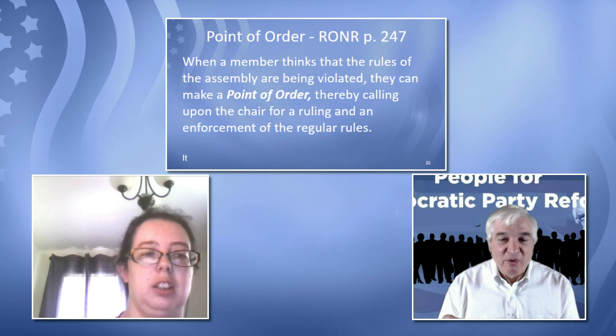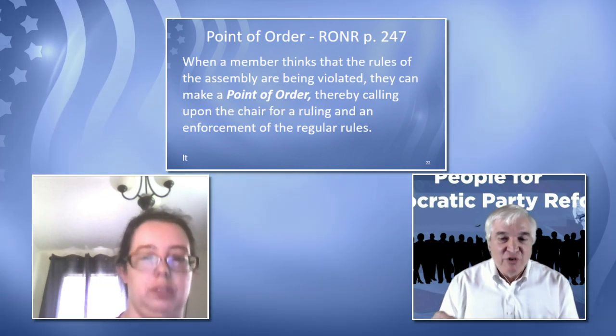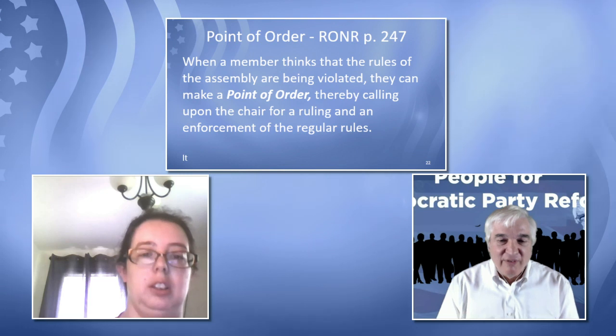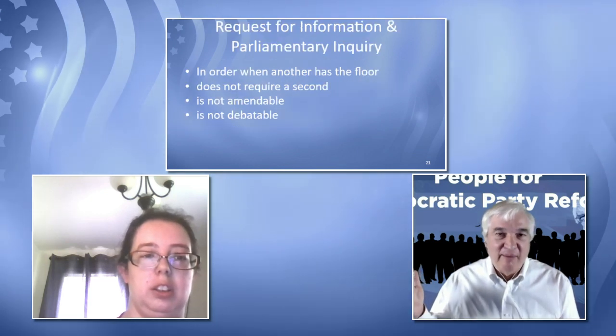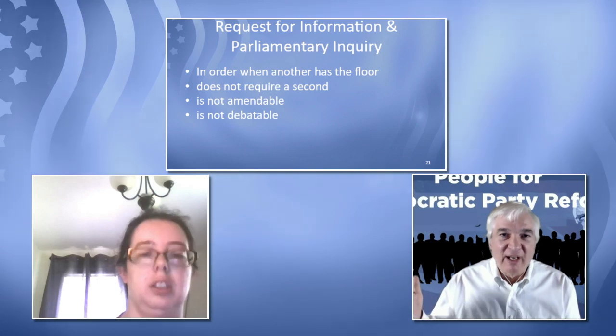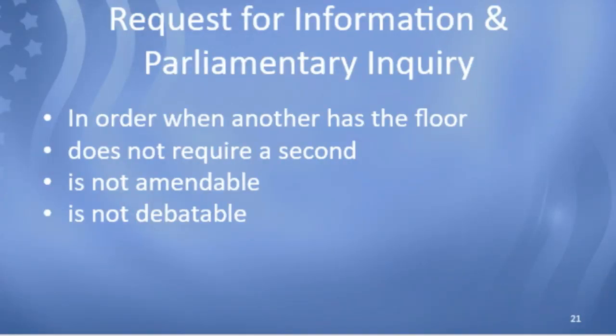Some things about the request for information and parliamentary inquiry. They are in order when another has the floor. They do not require a second. So if you have a parliamentary inquiry, you don't need someone else to second your inquiry. You should be able to request that information and get that from the chair. It is not amendable, so someone can't say, I move that we actually not ask the question on this, it's about something else. No one can amend it, and it's not debatable. So you have the right to ask the chair for information or for a parliamentary inquiry without it being debated and without it being amended, and you don't need a second.